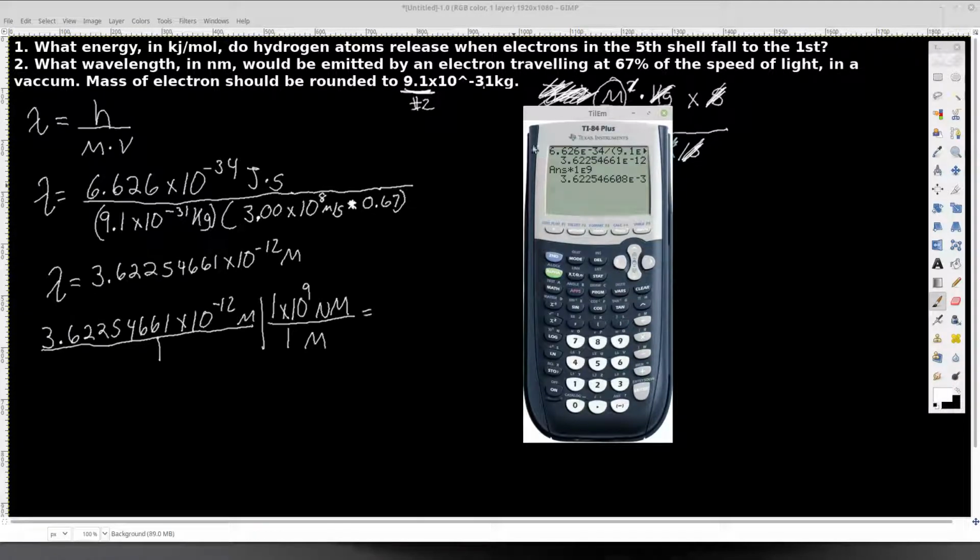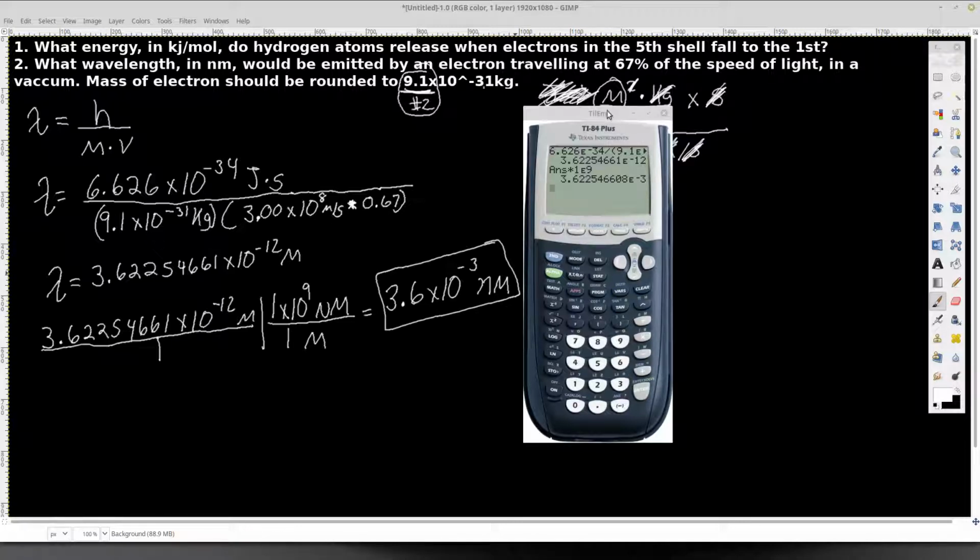Now, looking back, they only gave me 2 sig figs. Notice here, they only gave me 2 sig figs, so I'm only going to give them 2 sig figs. So my final answer is going to be 3.6 times 10 to the negative 3rd, and they wanted it in nanometers, so that's nanometers right there. Okay, that'll be my answer.